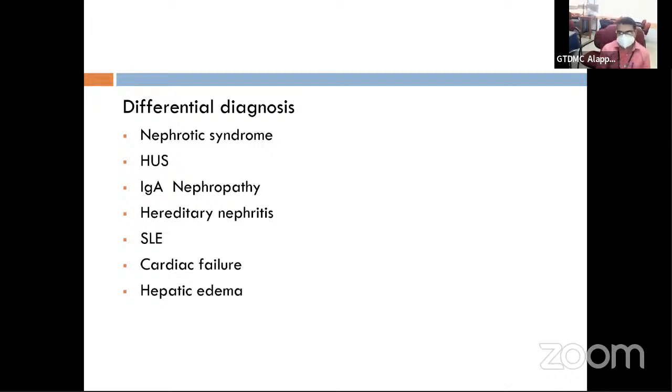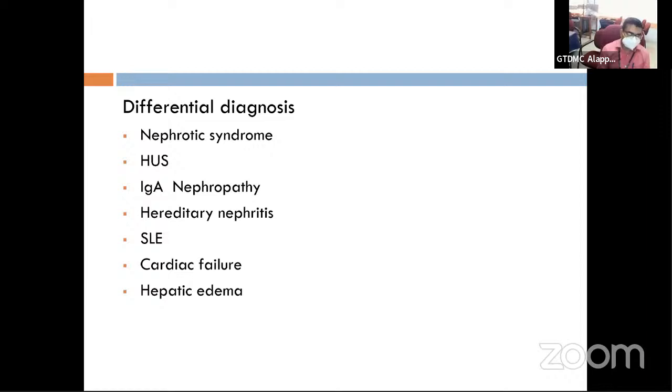And hereditary nephritis, otherwise called Alport syndrome, is a differential diagnosis. Alport syndrome can present with the features of glomerulonephritis. Here also, you ask for a family history of renal disease because it's an inherited condition. So you always ask for family history of renal disease and ask for any deafness in the family. Deafness is an association of hereditary nephritis or Alport syndrome.